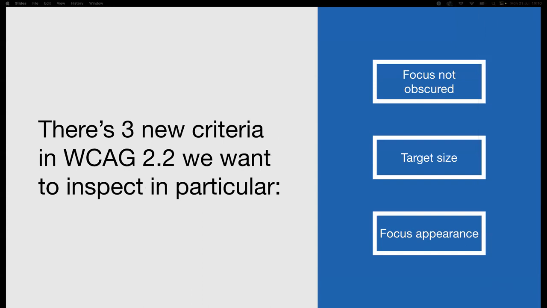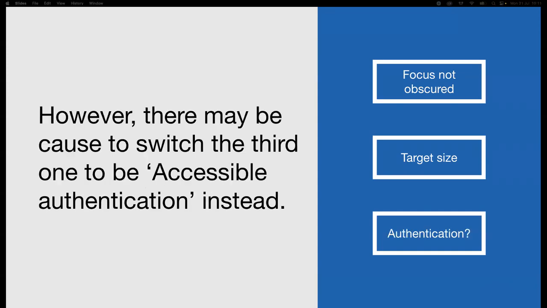There are 3 new WCAG criteria in WCAG 2.2 that we wanted to inspect in particular for this set of workshops. So that's focus not obscured, which already ran 3 weeks ago, target size is today, and focus appearance. There might be a slight tweak to that, still deciding on our side. So if you have thoughts, feel free to share them.